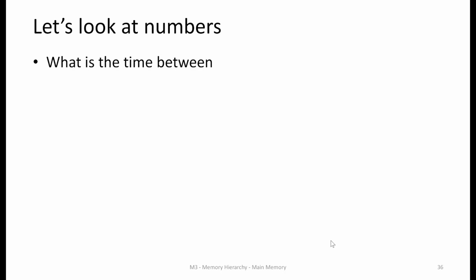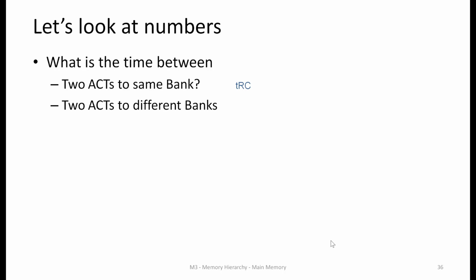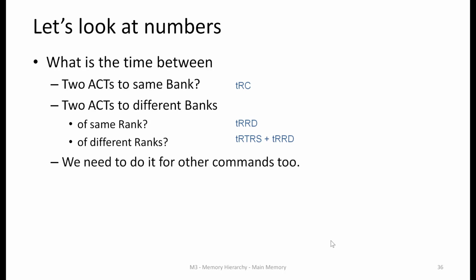If we look at some numbers, what is the time between two activates to the same bank? Assuming that we are closing the previously opened row, the minimum time we would need is TRC. What is the time between issuing two activates to different banks of the rank? Of the same rank, it is TRRD, row to row delay, but for different ranks, we have an additional timing constraint, which is TRTRS followed by TRRD. So this way, we need to look at all the possible command combinations and come up with the minimum time of issuing the commands back to back.